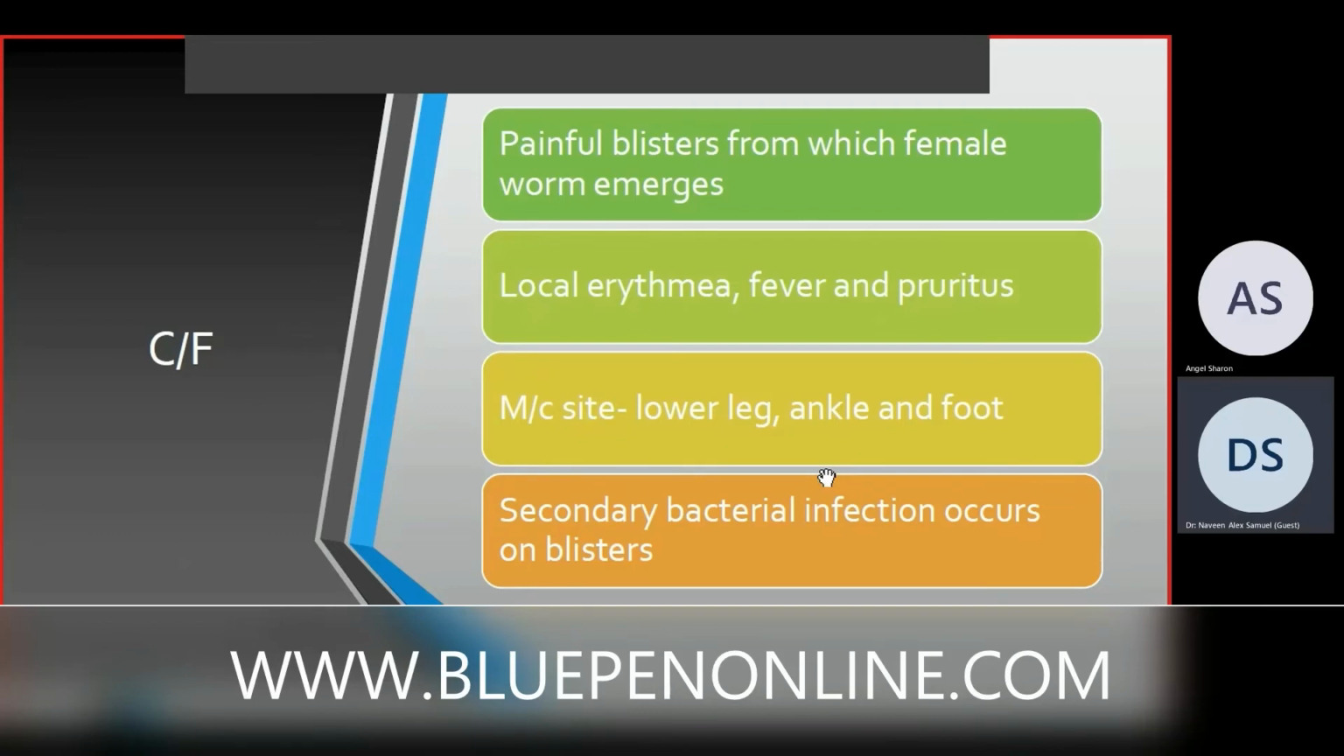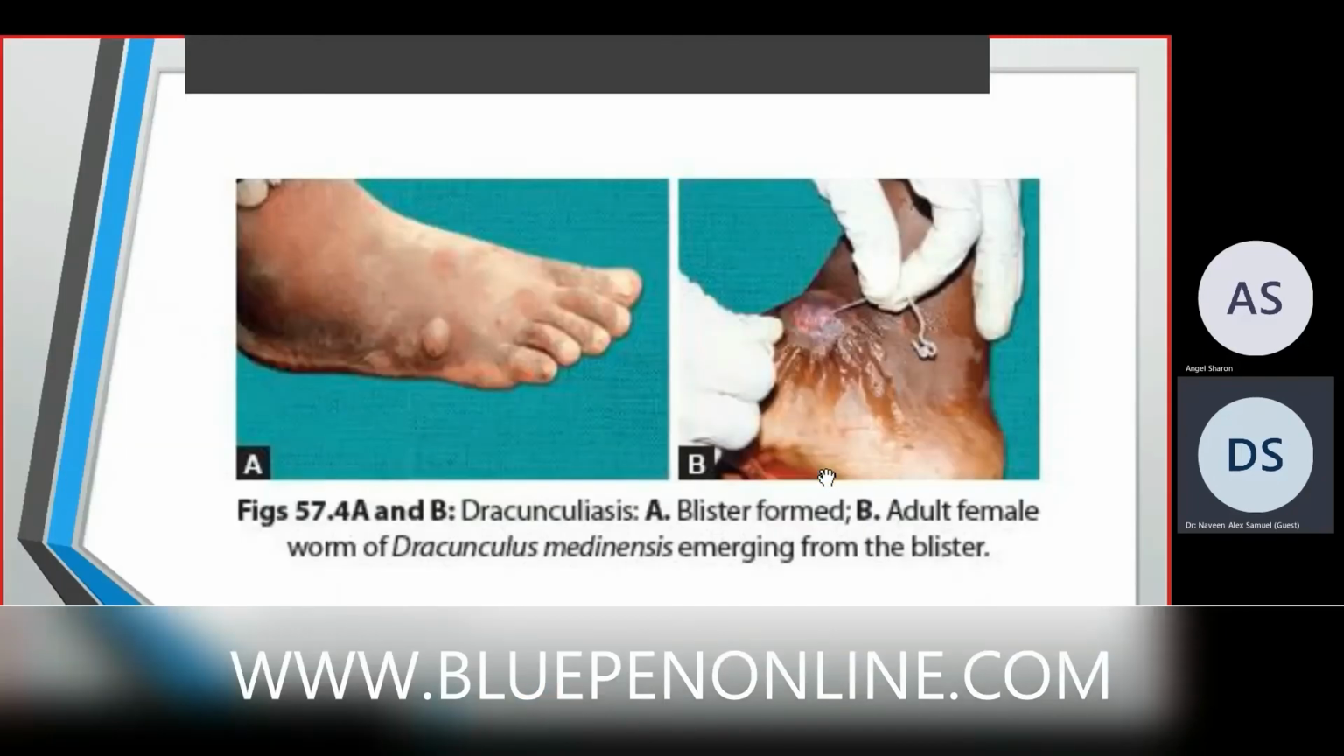There will be fever. There will be pruritus, itching. The most common sites are the lower legs, ankles, and feet. And once these blisters are formed, there might be secondary bacterial infections on the blisters from commensal bacteria. So commensal bacteria will infect the blisters and lead to secondary bacterial infection. So this is how the dracunculiasis blisters look. And in the blisters, you can see the adult female worm of dracunculiasis being extracted.